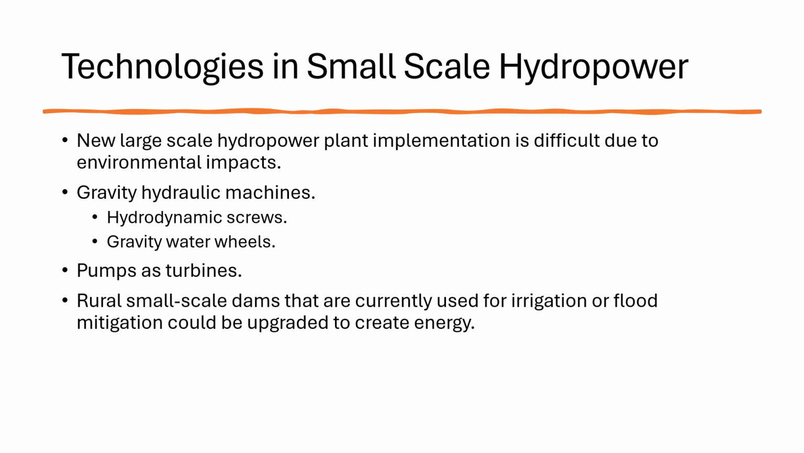So they've been experimenting with using pumps as turbines, which you can just reverse a pump and then use it as a turbine. Also, there's a lot of these rural small-scale dams that are currently used for irrigation or flood mitigation. So these could be upgraded and added on to just create energy without having an adverse environmental effect.